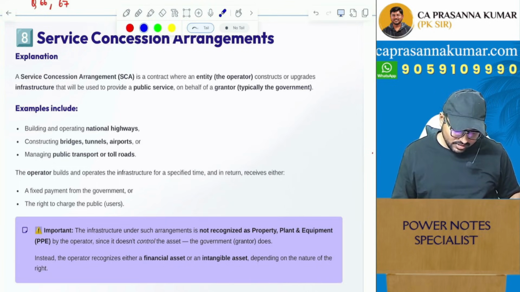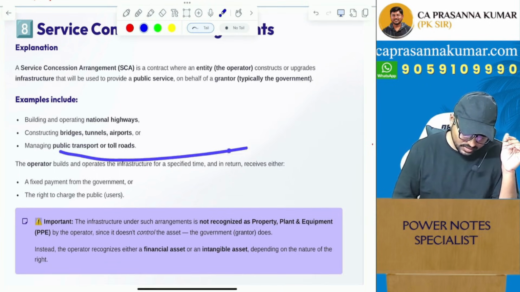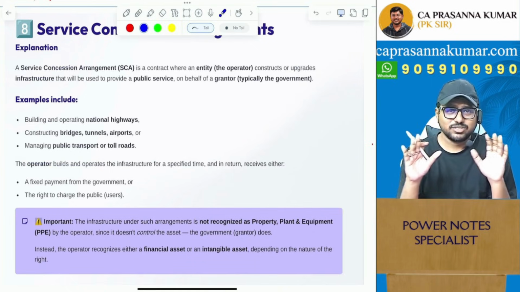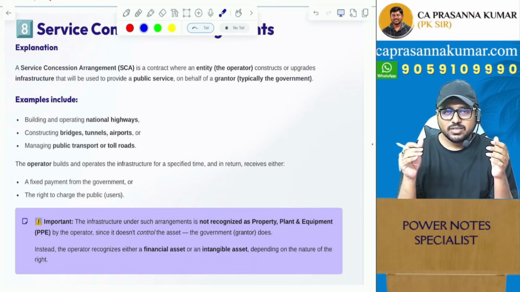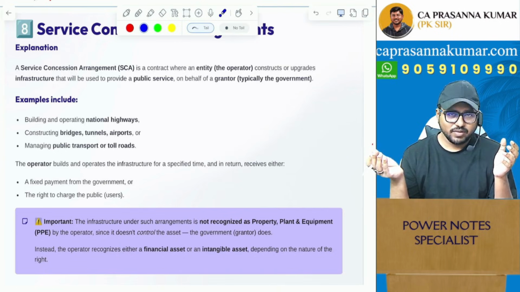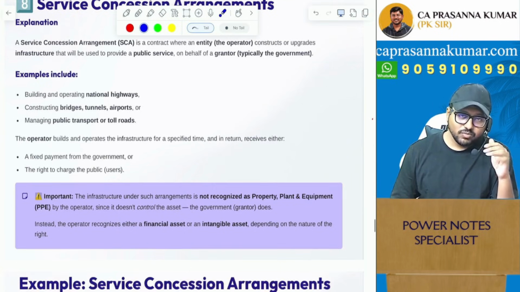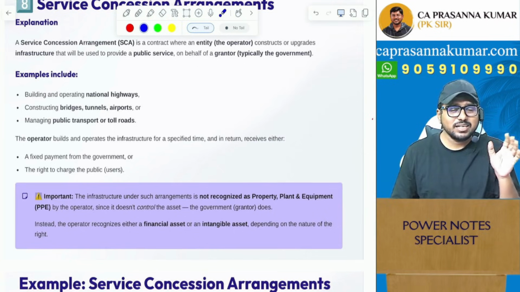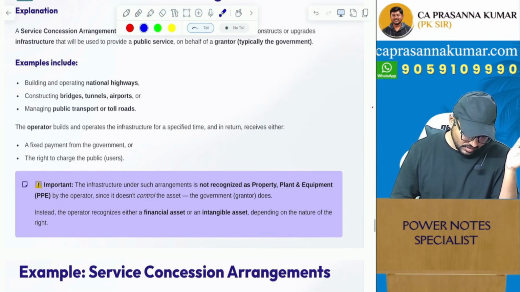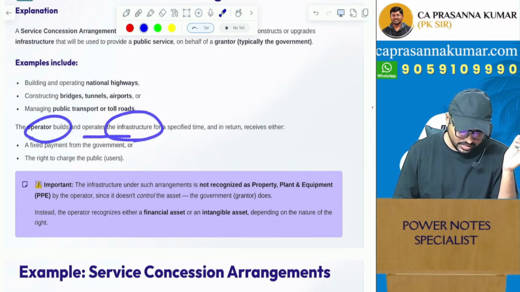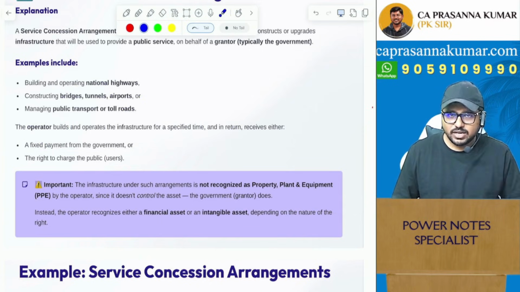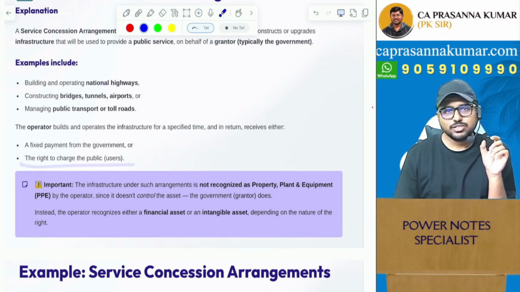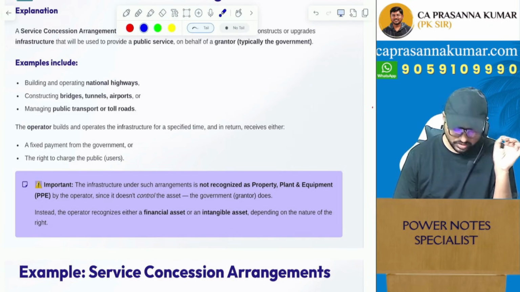Anyways, having said that, now see here. This basic idea you've understood. What do you mean by service concession arrangements? It's between a company, an entity, who is the operator, and the other party is the government, who is the grantor. Clear? It involves construction of anything that is used by the public. The operator builds and operates the infrastructure, which can be highways, bridges, tunnels, or airports, for a specified time, and in return receives either a fixed payment from the government in case of state highways, or the right to charge the public, that is toll collection, in case of national highways. Usually that's how it happens.